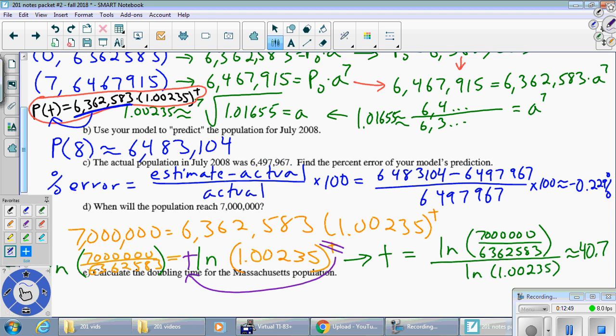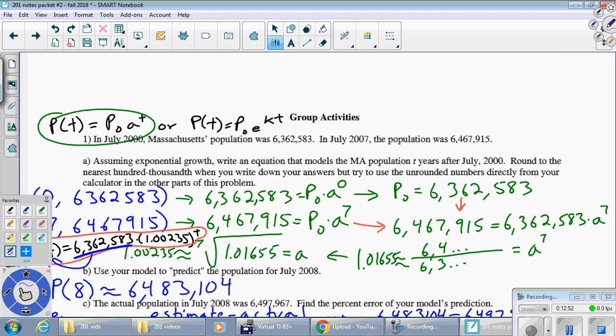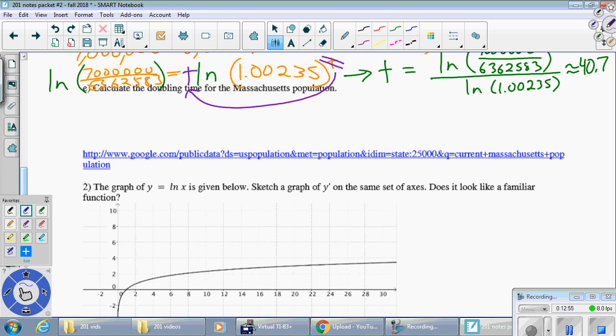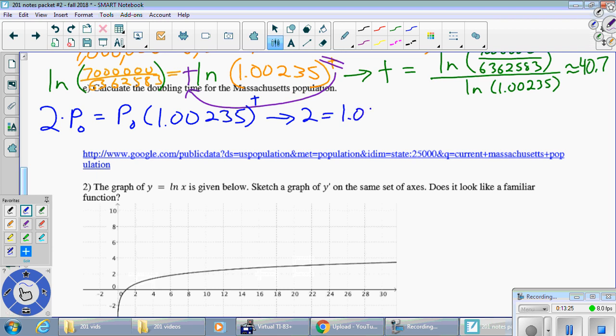But I'm just going to write that in a different way because I don't feel like writing that 6 million number again. So instead, I'm going to say the right-hand side of that equation is p sub 0 times 1.00235 raised to the t, where p sub 0 is the initial population, and if p sub 0 is the initial population, then double it would be 2 times p sub 0. So this avoids having to write down that 6,300,000 number, and then if I just divide both sides by p sub 0, then we get 2 equals 1.00235 to the t. Again, there was no need to write that 6,300,000 number.